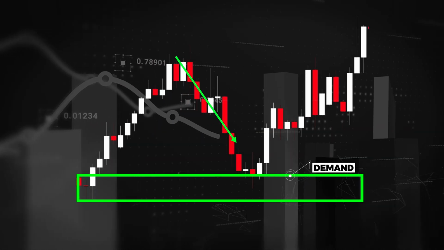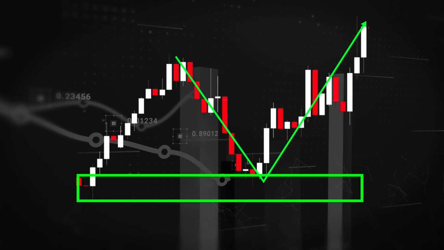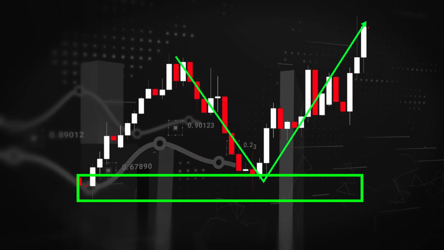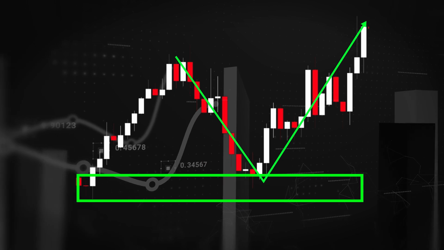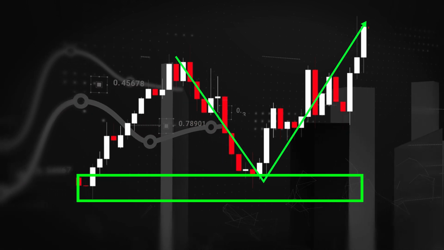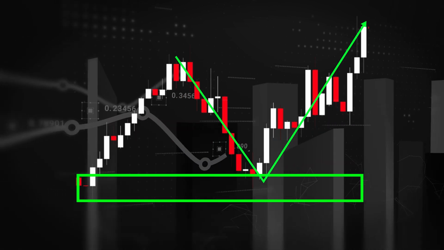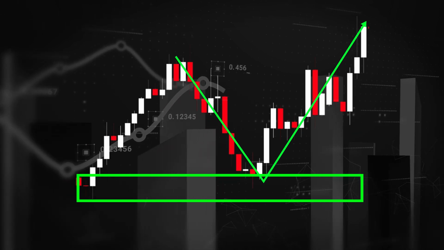Next, we wait for the price to come back down to this demand zone to enter a buy trade. In this case, the price did exactly that. It came down to retest the demand zone before shooting back up. If you entered a buy trade here, you would have made a significant profit.